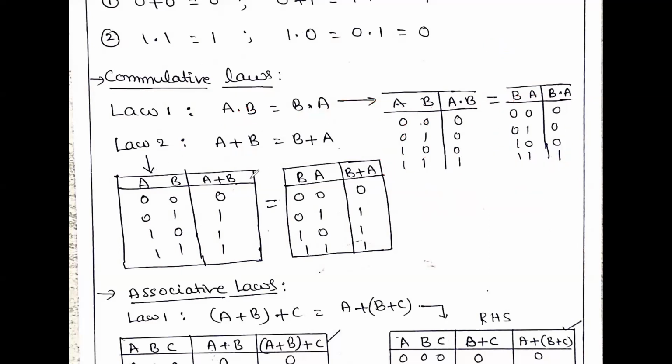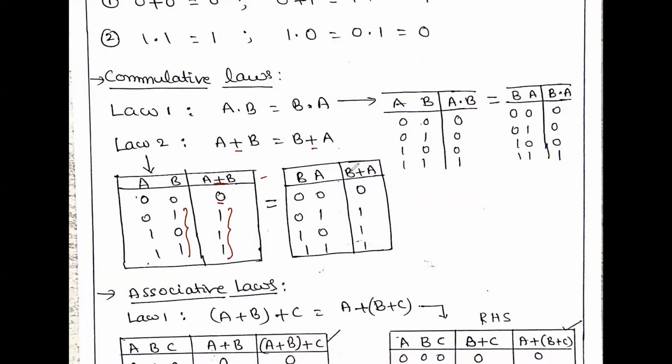In the same way, over the plus operator, we can verify with the help of the truth tables. For A plus B, the same truth table repeats towards the left side. Now, A or B means if one of the inputs is 1, the output will be 1. Otherwise, the output will be 0.